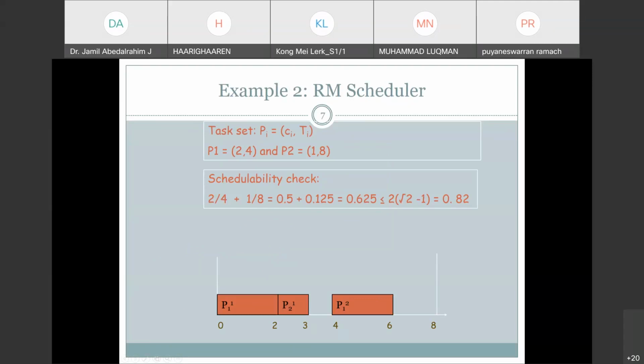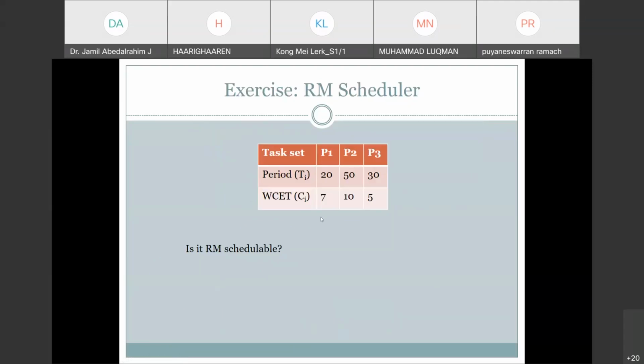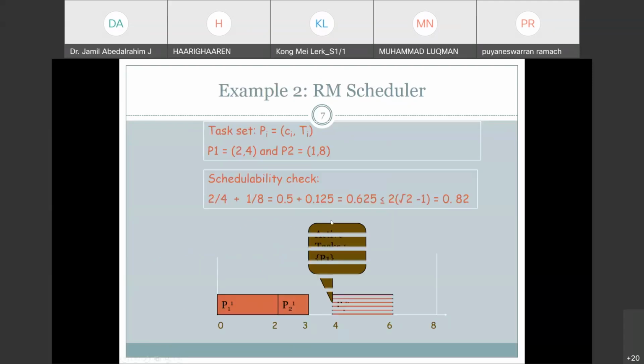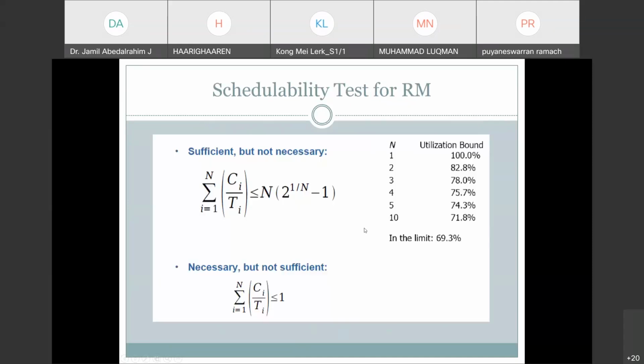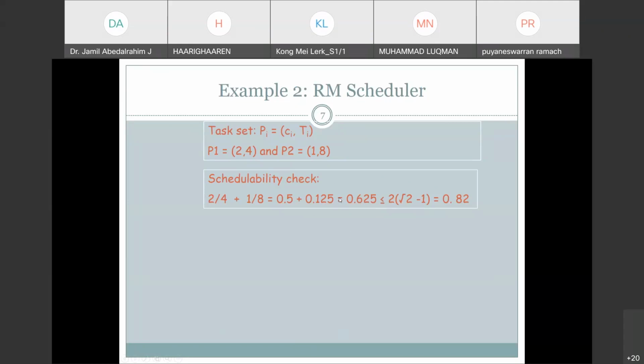Okay, so I don't understand the equation for 2 and then bracket square root 2 minus 1. This is the formula for how to find the utilization bound. And this will be given in the question, by the way. This is the formula for how to find these numbers. Okay, so this is the first example.